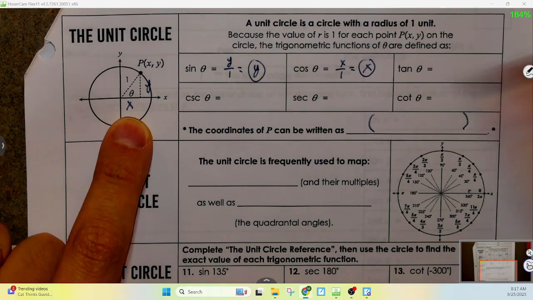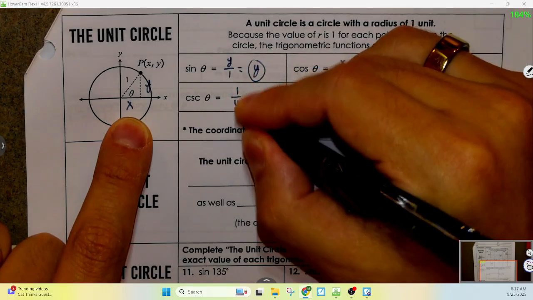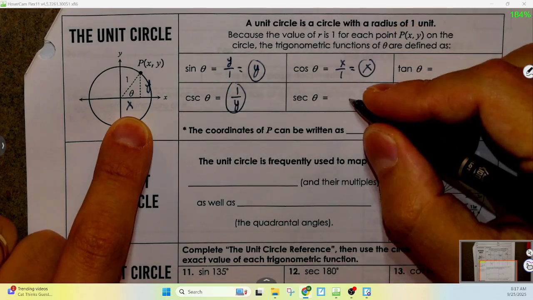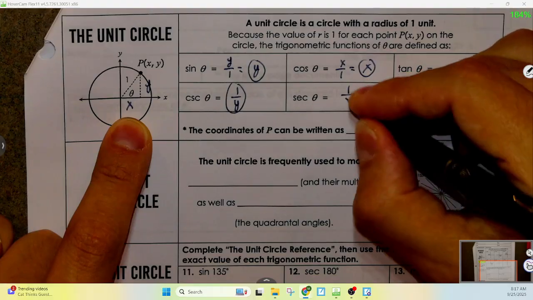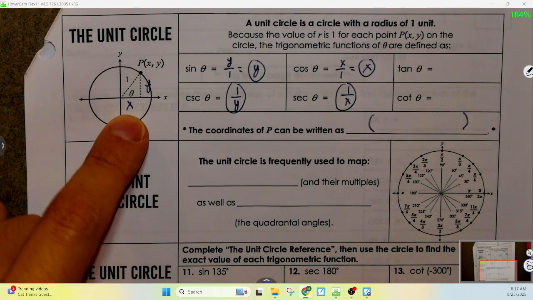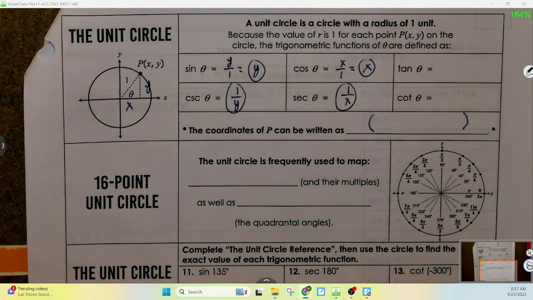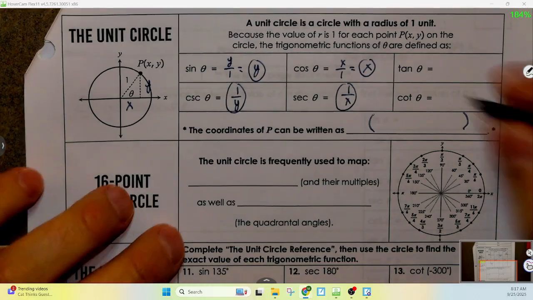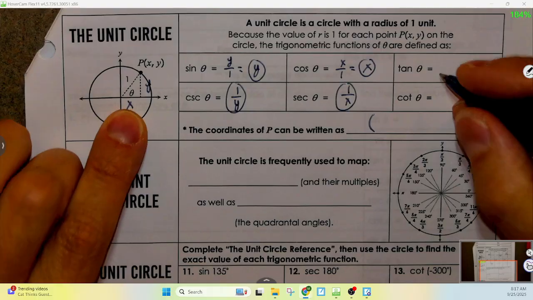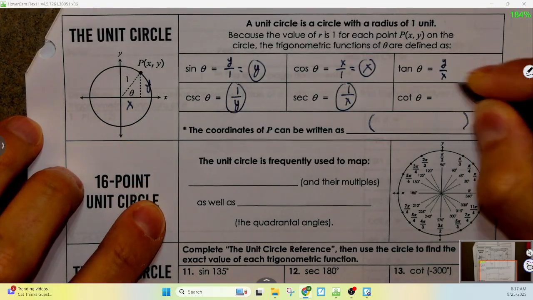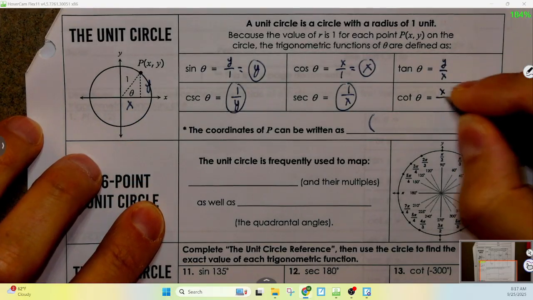I guess that makes cosecant 1 over y, and secant 1 over x. I don't usually think of it that way. I just find one and flip it. But, whatever you want. Tangent's going to be opposite over adjacent, so that's going to be y over x. And there's not really a better way to do that, but if we flip it, it's x over y.